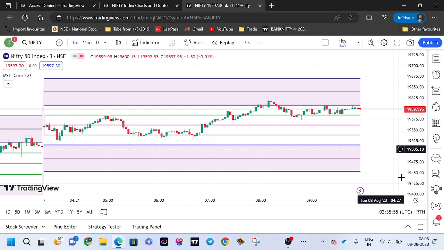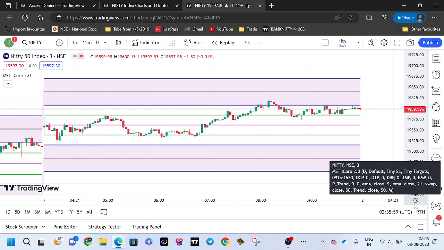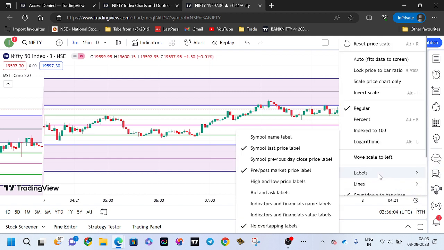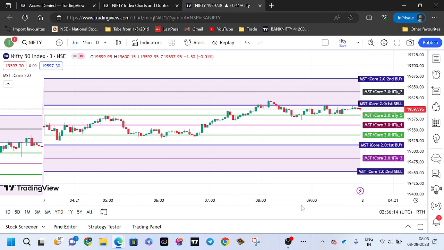What you have to do is go to the right bottom. There is a settings button. Click on it, then go to labels. See here, it is written label. Then search for the indicator. There are 2 labels for the indicators. One is indicators and financial names. See here, now the signals have come. Where is the buy, where is the sell, where is the entry, everything has come.